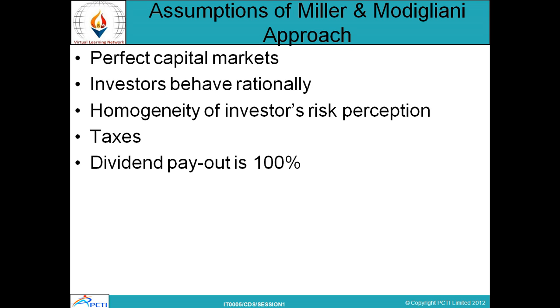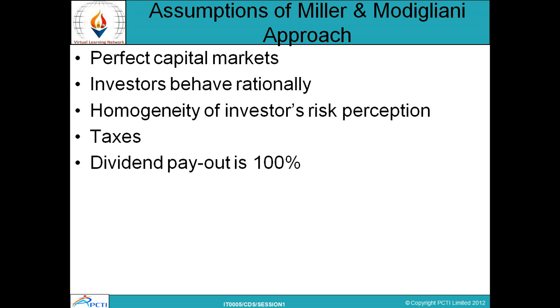First assumption is perfect capital market. What do you understand by perfect capital market? Perfect capital market means that securities can be traded freely in the market. There is no hindrance, there is no restriction on buying and selling of securities. This is what the first assumption is, which is practically not possible. Second assumption is investors behave rationally. Investors never behave rationally, it's an assumption. They choose the combination of risk and return which is the most advantageous to them.